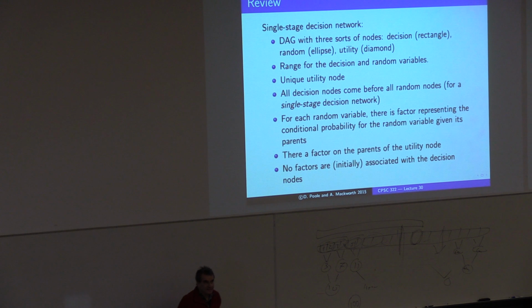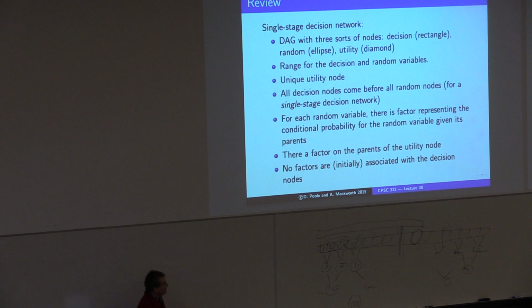So what we've been looking at is these so-called single-stage decision networks that are directed acyclic graphs with three sorts of nodes. There are decision nodes, which we draw with rectangles. There are random nodes, which we draw with an ellipse. And there's a utility node, which we draw as a diamond. Each decision and random variable has a range, which is a set of values it can take. The utility does not have a range associated with it. There's only one utility node, and in what we've seen so far, all of the decision nodes come before all the random nodes, although that's not going to be true later today.